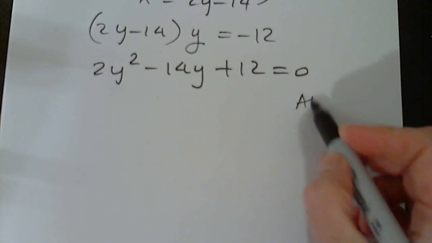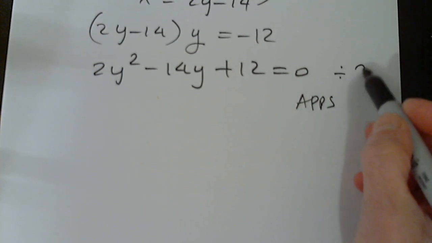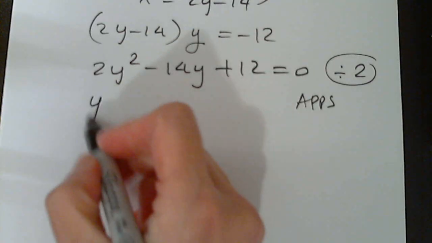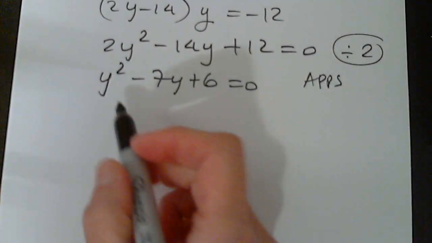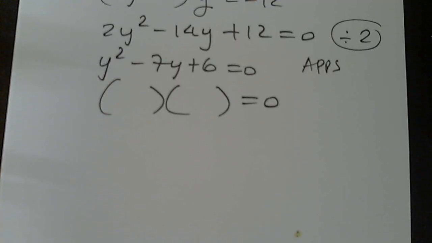You can use the apps, but this is too easy and you have to divide both sides by 2 to simplify it. It's a must. We know that already. We always have to try to simplify. So y squared minus 7y plus 6. Yes, you can use the apps, but this is way too easy to do that. But it's up to you. Should you check? Yeah, of course.